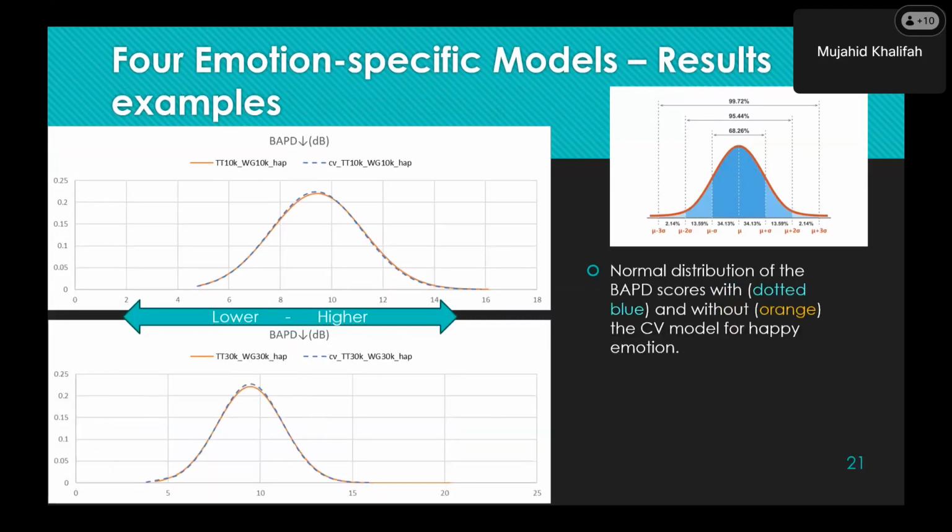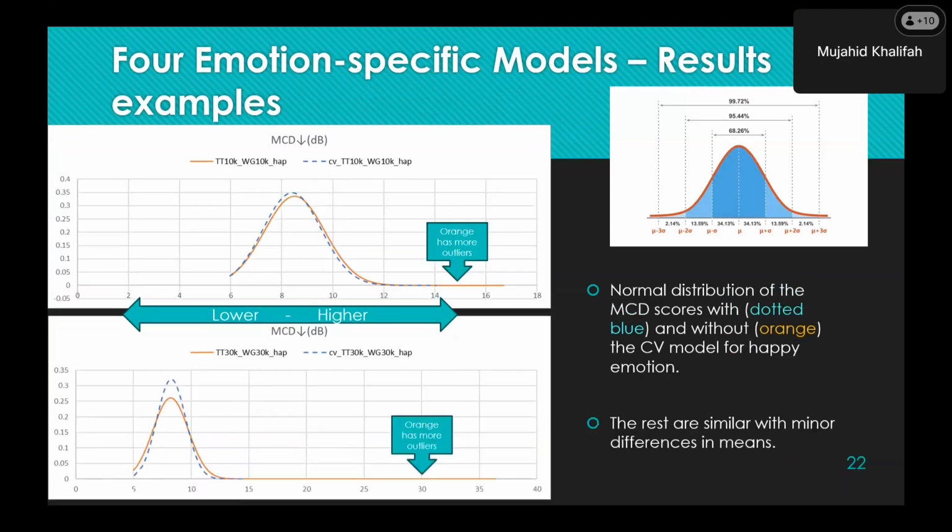Next is another example: a normal distribution of the BAPD scores with and without the CV models for happy emotion. And we can see here it's almost the same. And here is a normal distribution of the MCD scores with and without the CV model for happy emotion. The rest are similar, with minor differences in means.